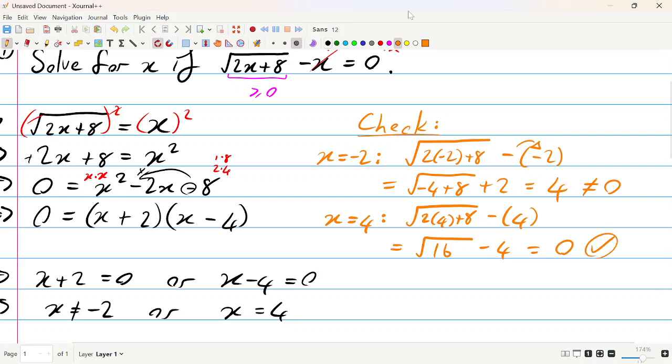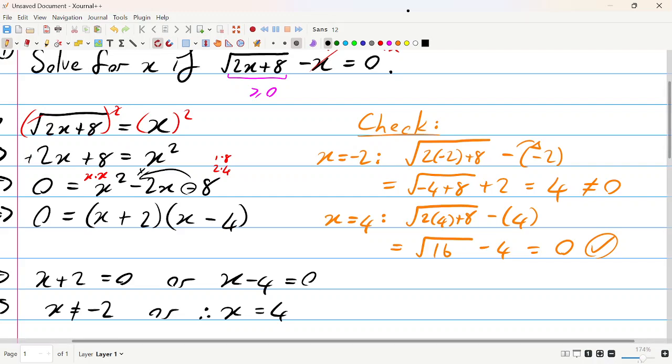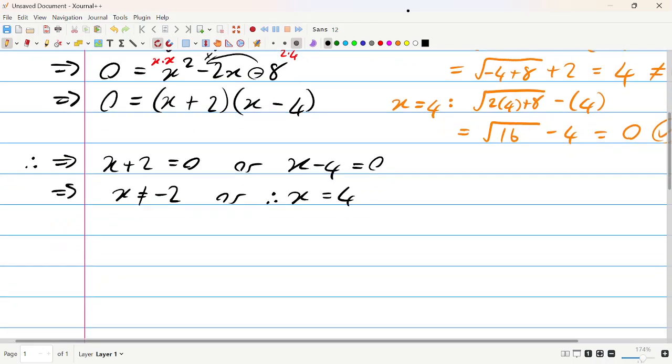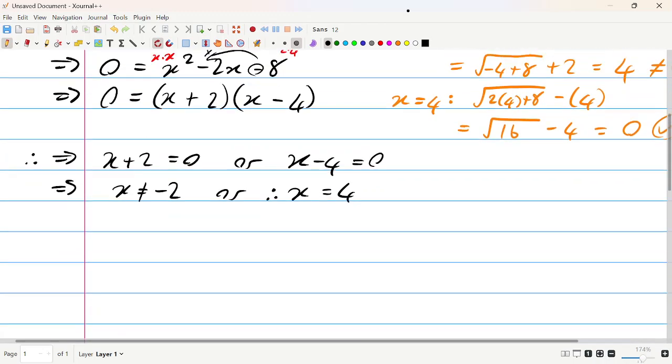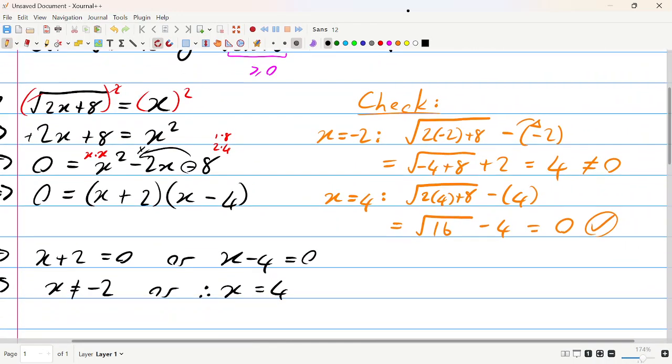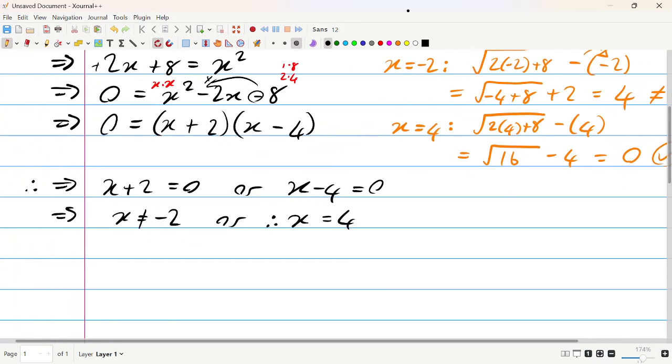So therefore, the final answer is just going to be x equals 4. Can you see why checking is very, very important? So that is when we can conclude that our final answer is indeed x equals 4. Let's do one more example.